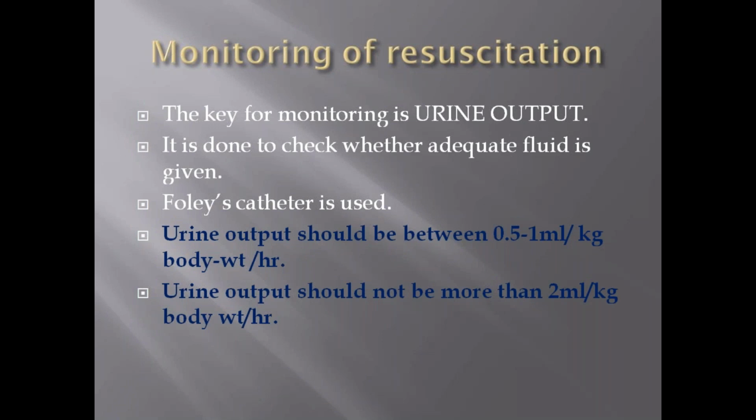So you are giving fluids. We have to monitor the resuscitation, whether it is adequate or not. The key for monitoring is urine output. It is done to check whether adequate fluid is given. A Foley catheter is used. Urine output should be between 0.5 to 1 ml per kg body weight per hour. It should not be more than 2 ml per kg body weight per hour.